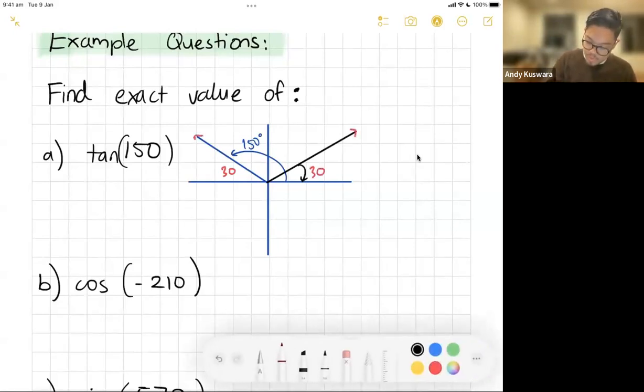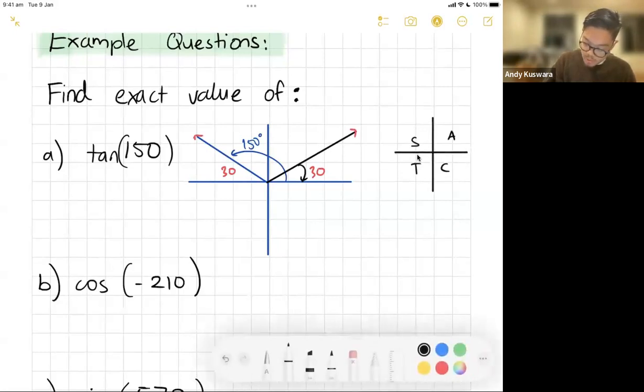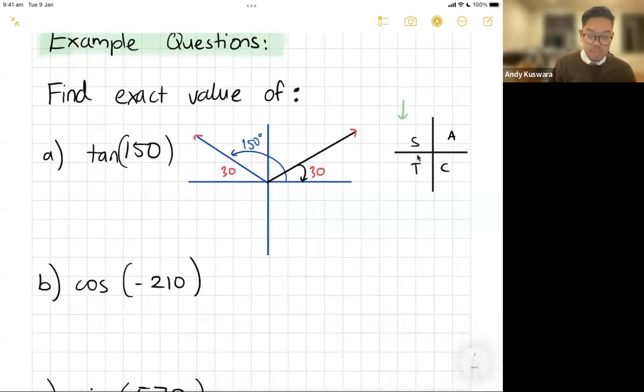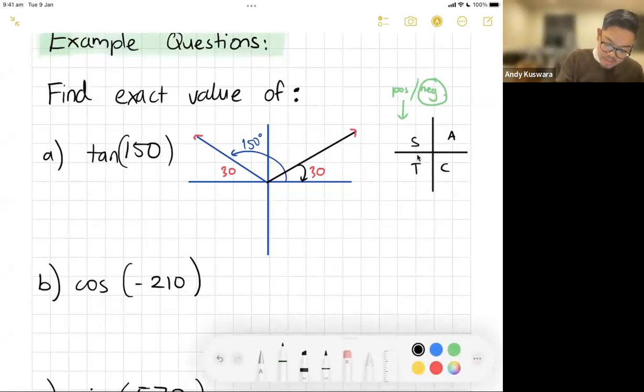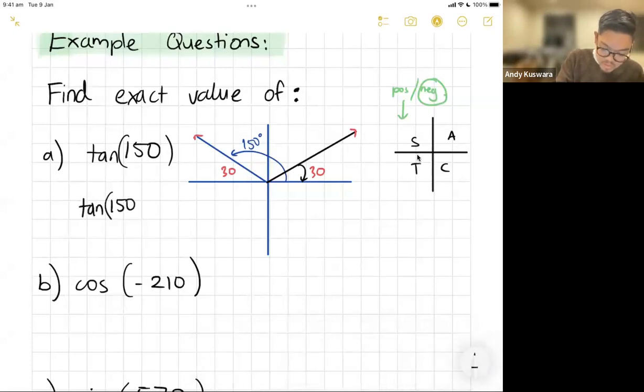Okay. But where I also have to check here is, what do I know about all stations to central? What do I know about tan in the second quadrant? Is it positive or negative? Okay, hopefully you said tan is negative in the second quadrant. So here, what I've noted is that tan 150 is actually the same thing as negative tan 30 because they relate to each other. Okay, if you're unsure, put it in your calculator and watch. Tan 150 is going to give you the exact same thing as negative tan 30.